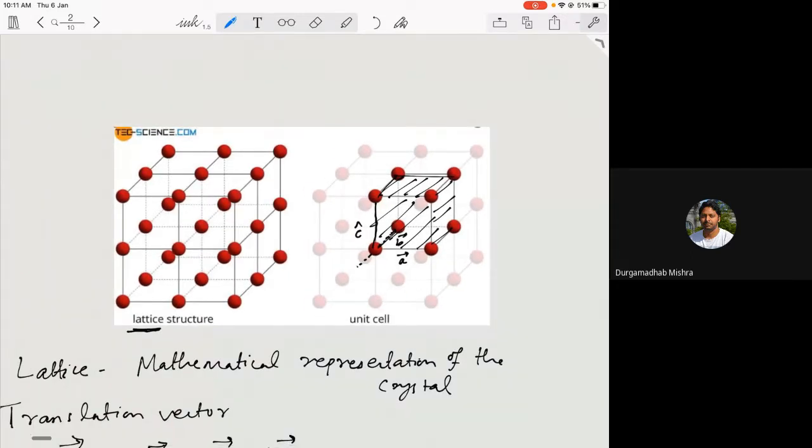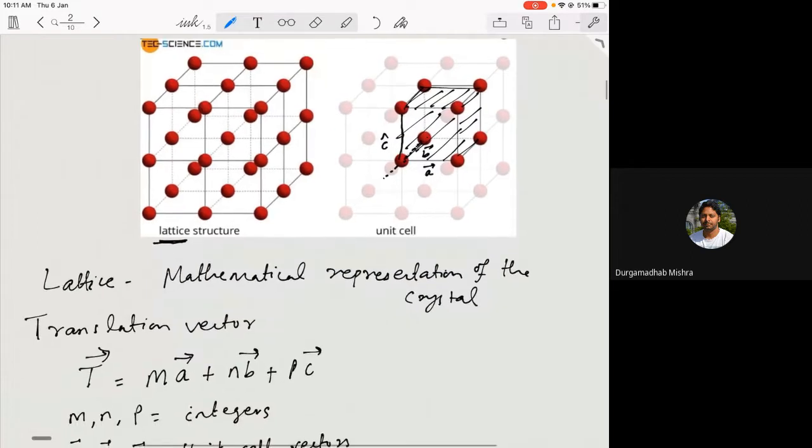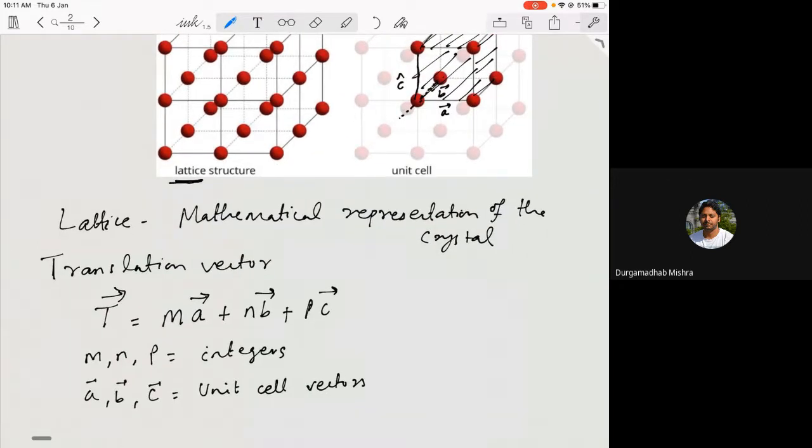if you want to go from one lattice point to another lattice point, you need to do a translation operation. So you have to translate it in the 3D space. And how do you do that? You can translate from one point to another point using this expression. And for a lattice, it is required that this m, n, and p have to be integers. So then you can create this lattice, an infinite arrangement of points in 3D space, and which also resembles a lot to crystals.